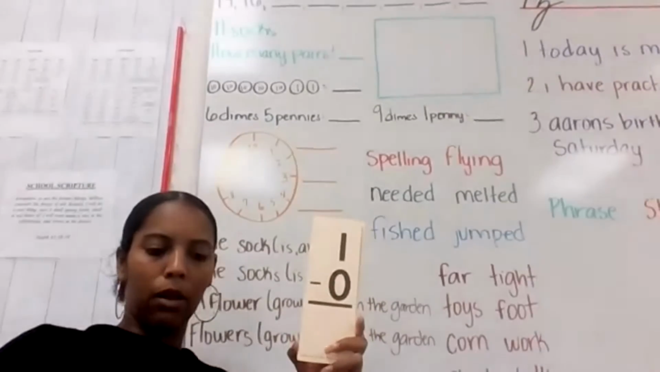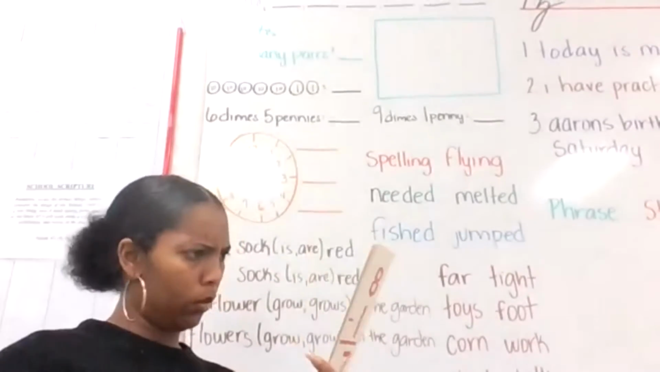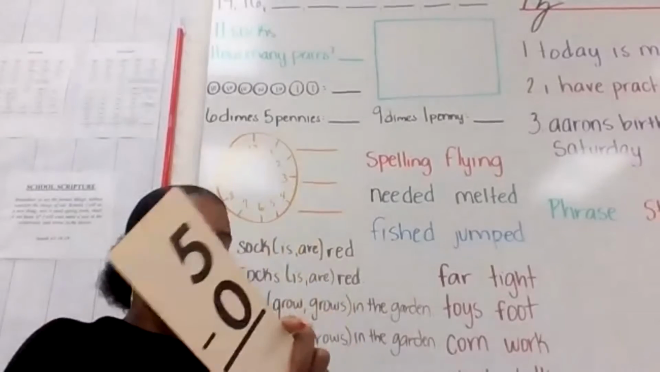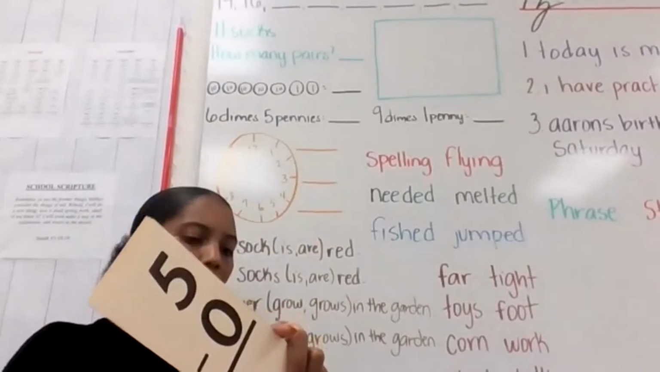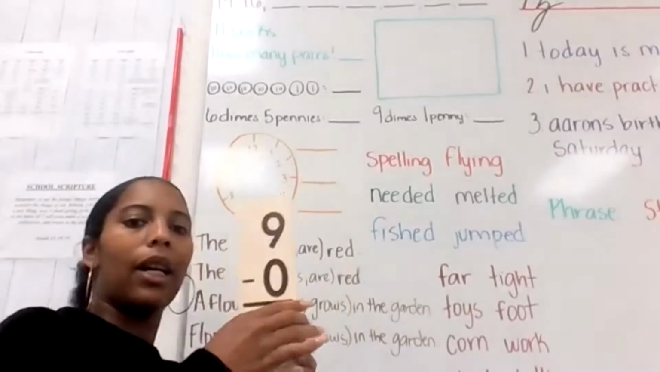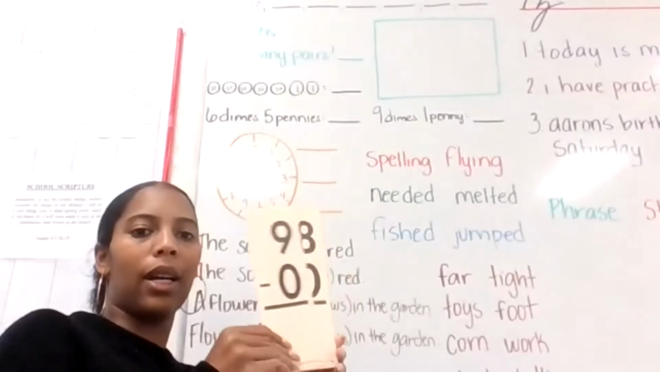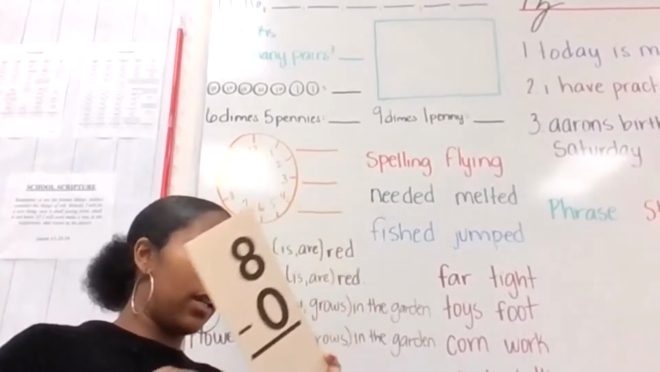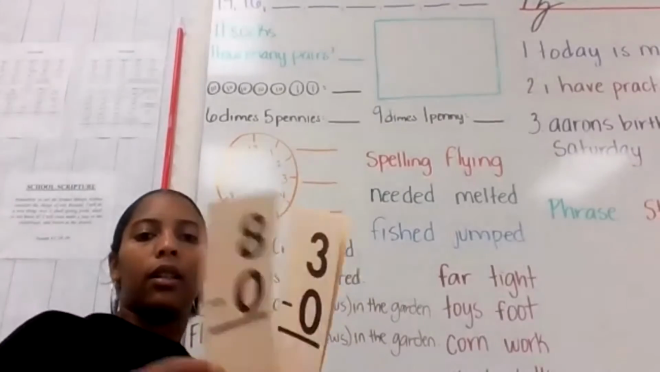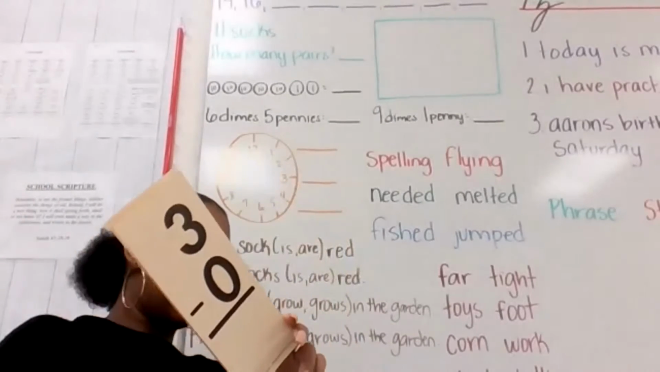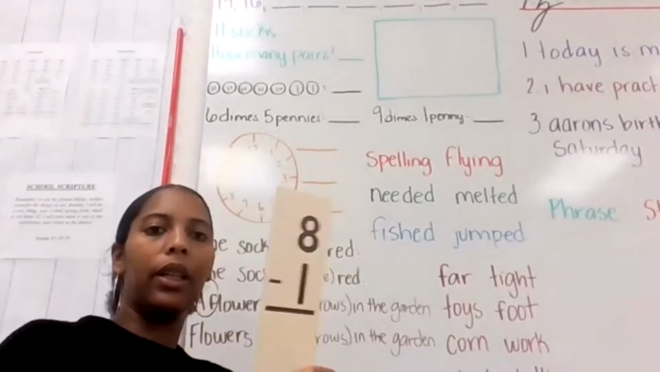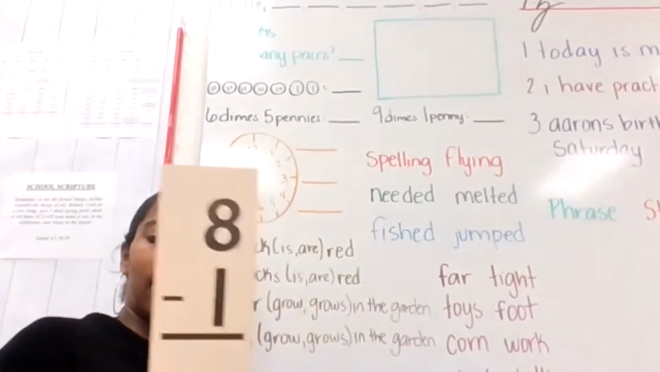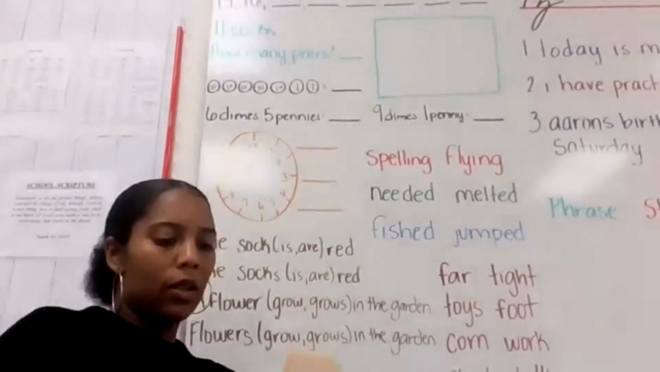1 minus 0 equals 1. 5 minus 0 equals 5. 9 minus 0 equals 9. 8 minus 0 equals 8. 3 minus 0 equals 3. 8 minus 1 equals 7. All right, so that's our subtraction facts.